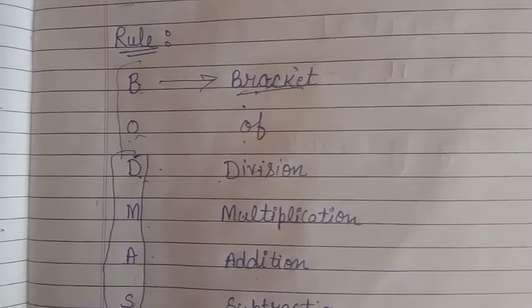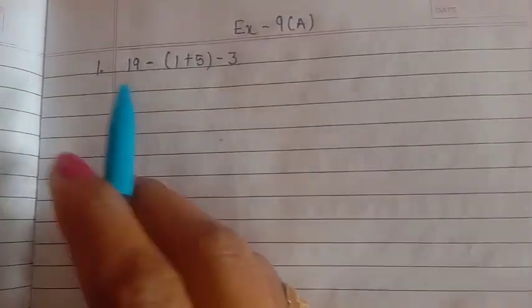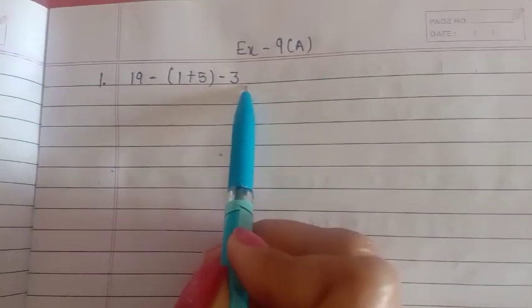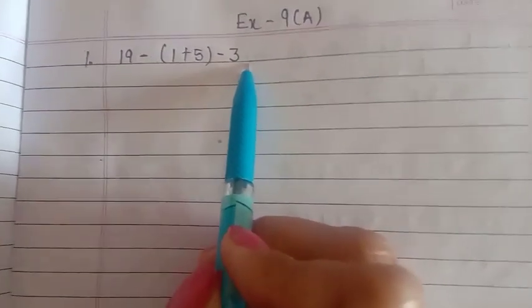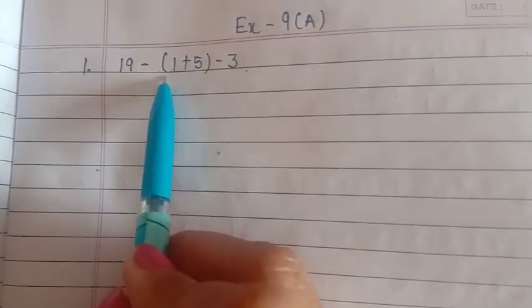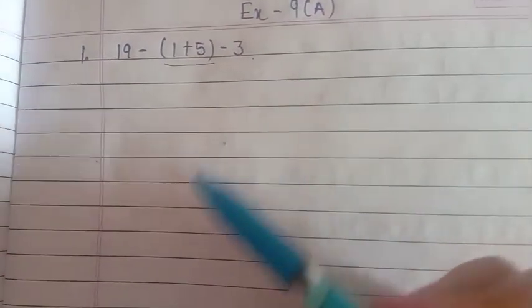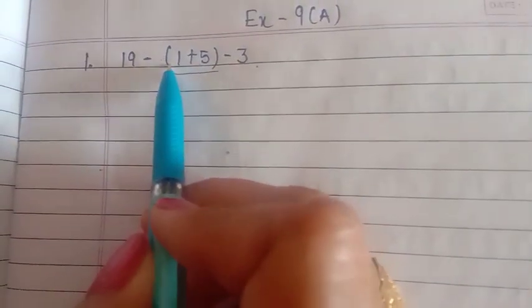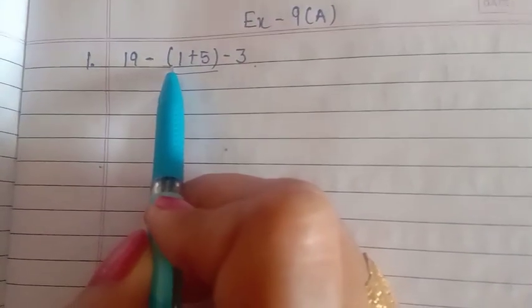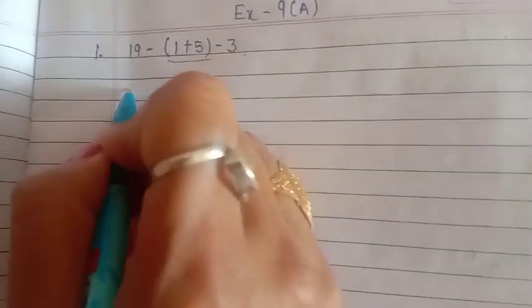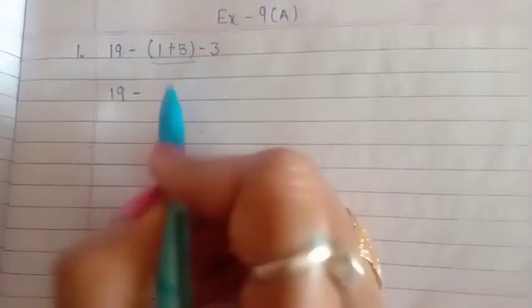This is full in your syllabus. Okay, the first sum is 19 minus (1 plus 5) minus 3. In this case, beta, firstly we will deal with the bracket. We will open it, then we will solve our further sum. So what do we call this bracket? This is the small bracket. So firstly we solve it. We will write 19 as it is, minus 6, minus 3.